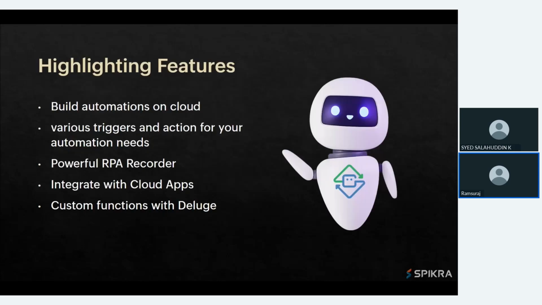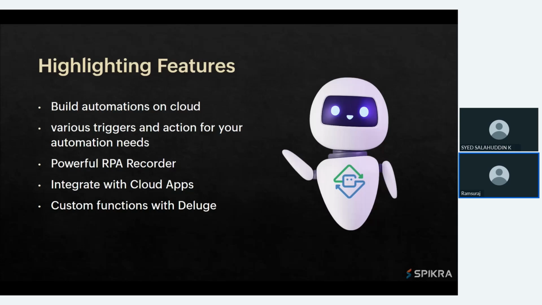Highlighting the key features of Zoho RPA. Now that we have seen how Zoho RPA works, let's walk through some of the most powerful features we have in Zoho RPA. Zoho RPA is completely cloud native, which means you can build, manage, and deploy your automation flows directly from the cloud without any development tools. This allows for centralized governance and gives you seamless access from anywhere.